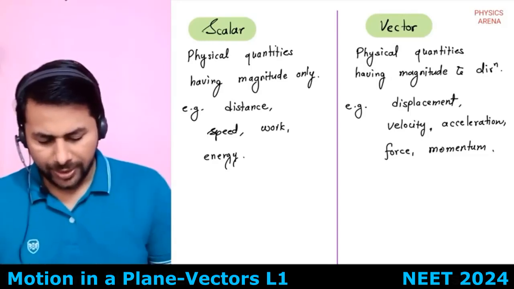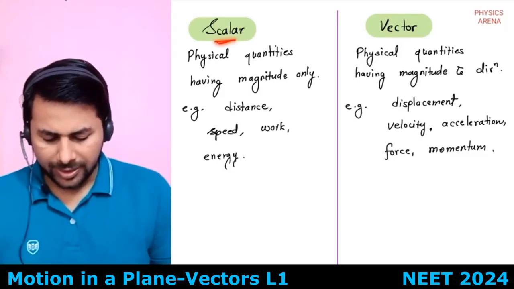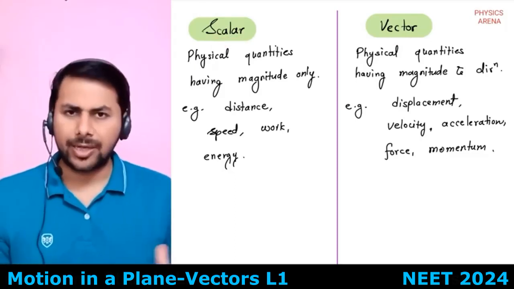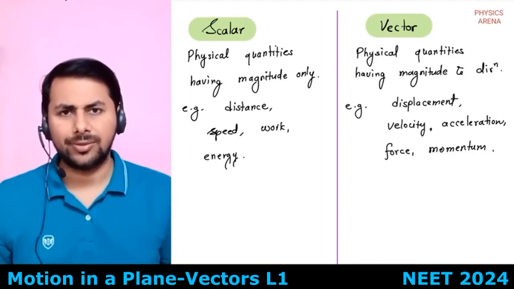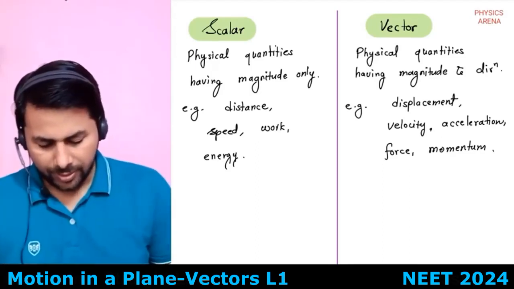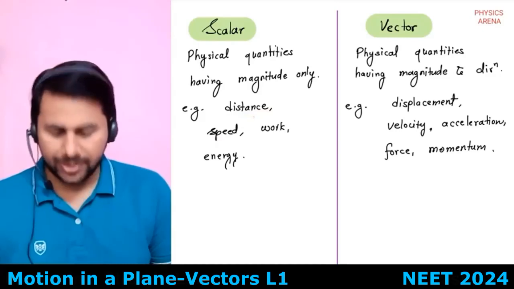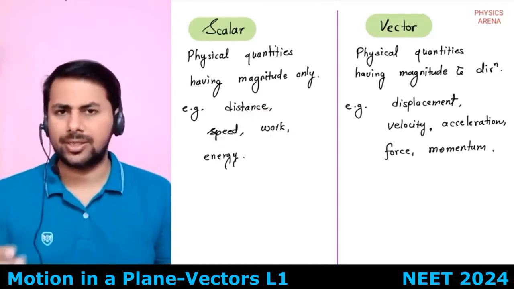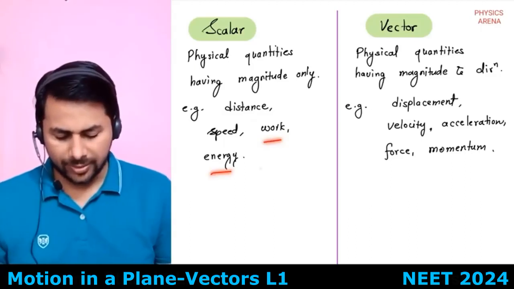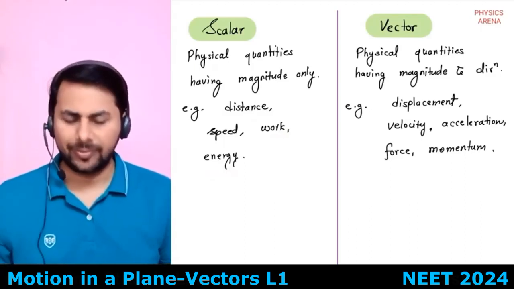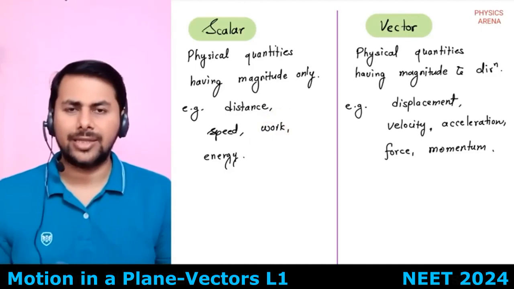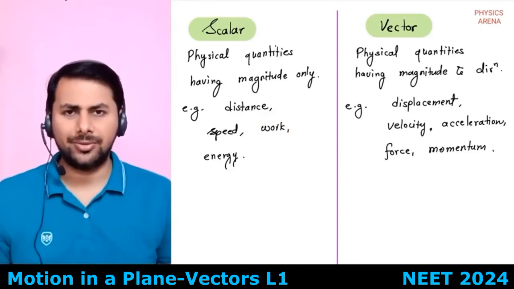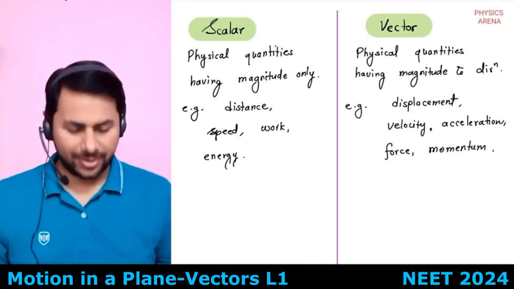The quantities which have magnitude only are known as scalars, and the quantities which have magnitude as well as direction are called vectors. Examples: distance is a scalar quantity, speed is a scalar quantity because speed is just distance divided by time, work is a scalar quantity, energy is a scalar quantity. Work has only magnitude, it doesn't have a direction, right? Energy has a magnitude, it doesn't have a direction.